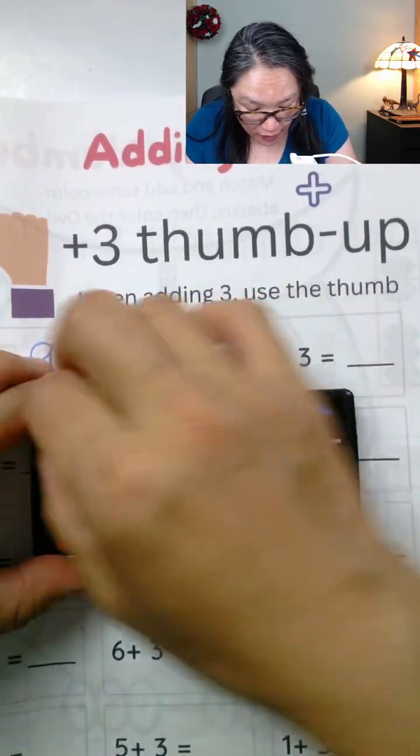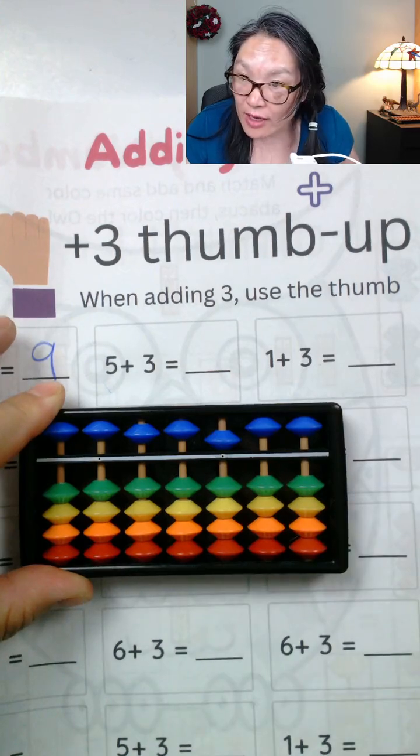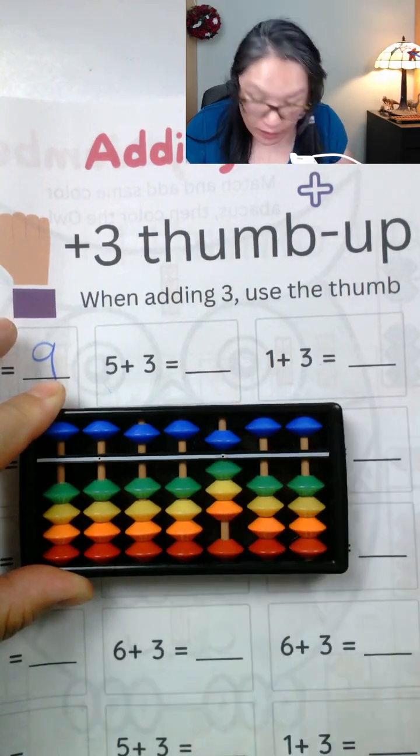So then we could do 5. When we do 5, we have enough, right? Can I add another 3? Oh, can I add another 3?